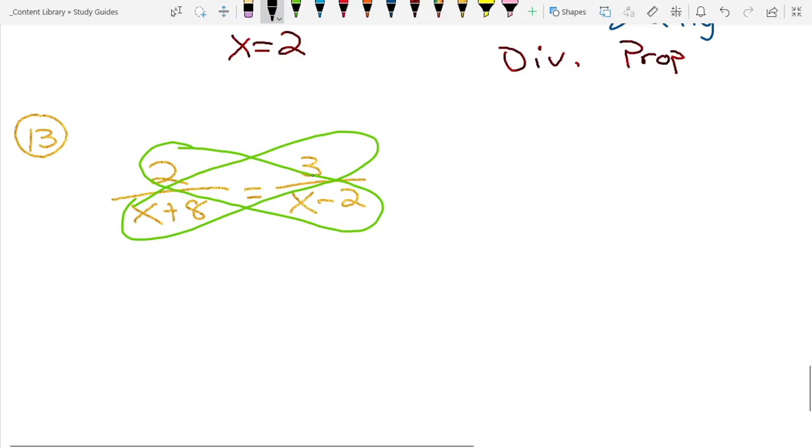But that's what we're going to do. We're going to do 3 times x plus 8, which gives you 3x plus 24, because both the x and the 8 get multiplied by the 3. That's going to equal this multiplication problem, 2 times x minus 2. So 2 times x is 2x, 2 times negative 2 is negative 4.